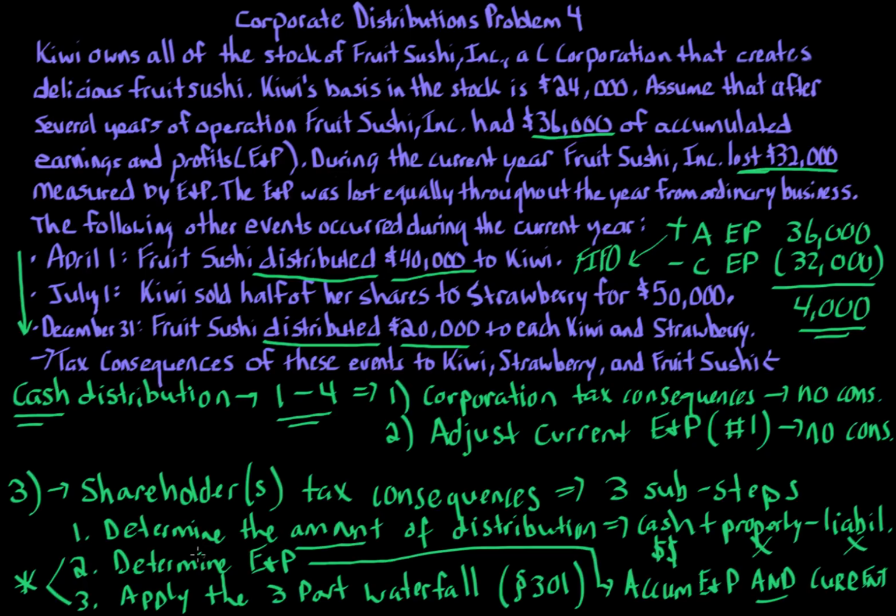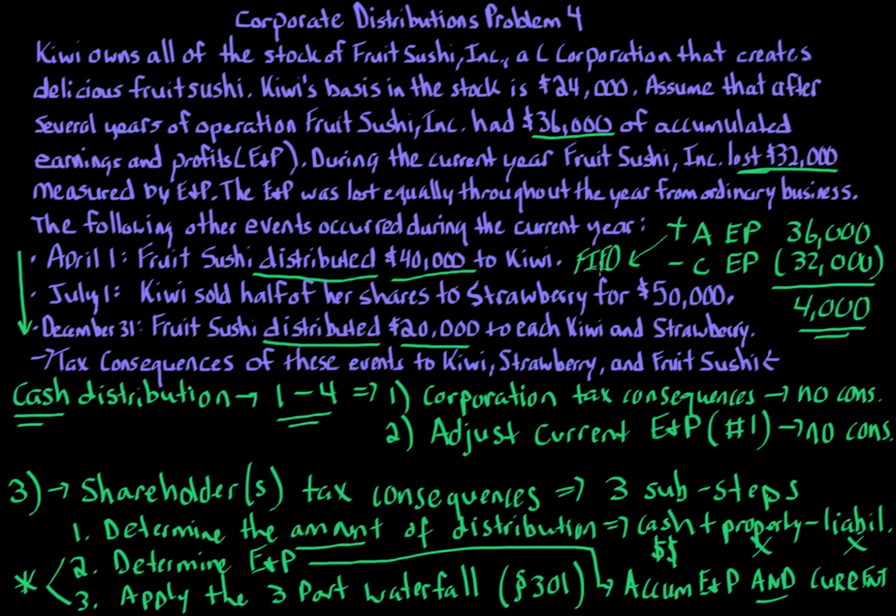But again, we need number 2 to determine the EMP, the total. So we have to go through the specifics. And I'm going to tell you what to summarize. But really, accumulated EMP is going to be applied on a FIFO basis based on the dates. We have to go by date, April 1st, July 1st, and December 31st.